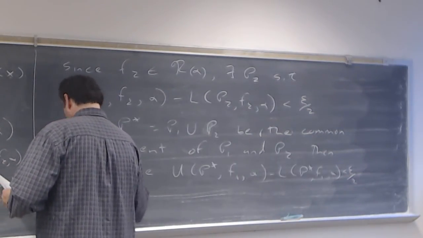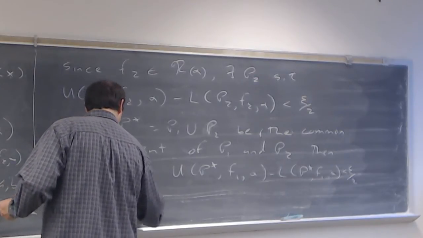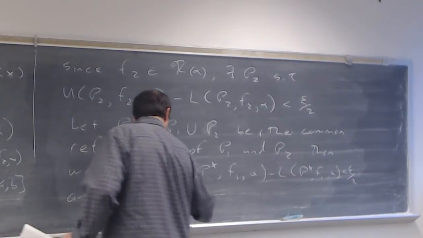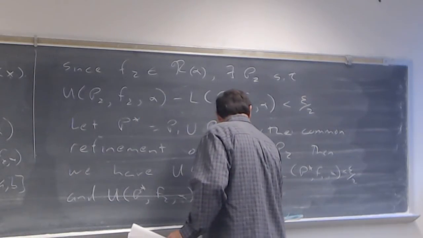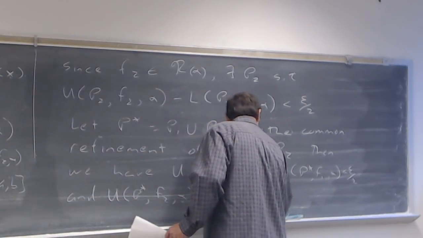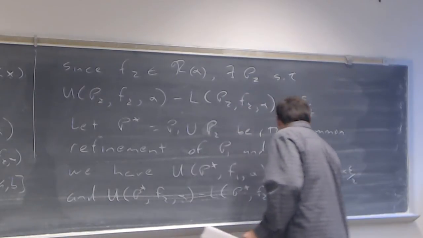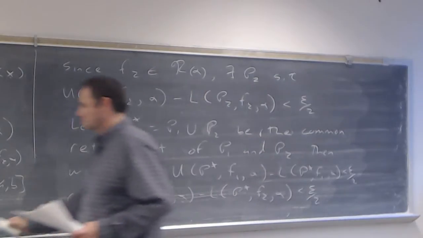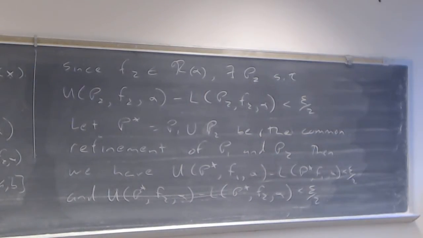And the upper sum with P* of f_2 and alpha minus the lower sum with P* of f_2 and alpha is going to be less than epsilon over 2. And that has to do with facts that we've talked about for upper sums and lower sums with respect to one partition and then a refinement of it.